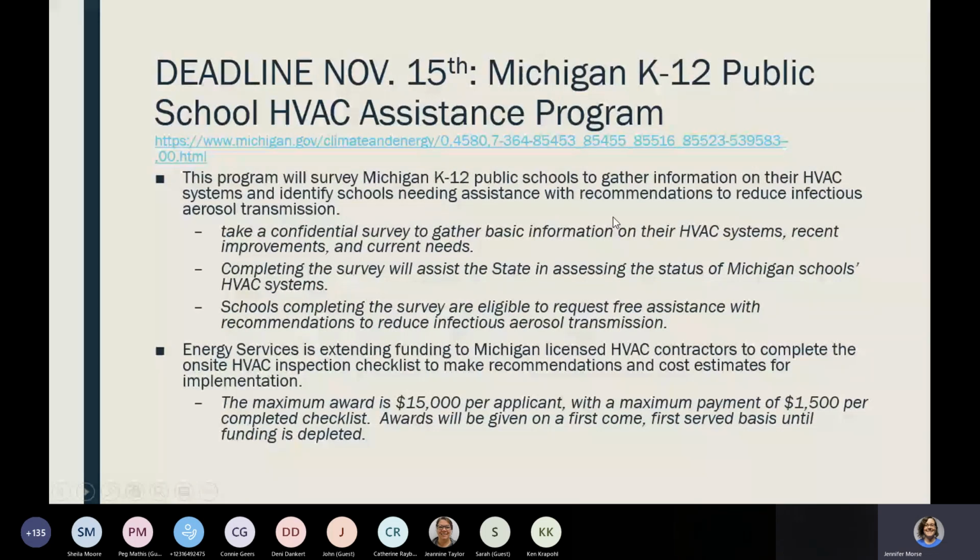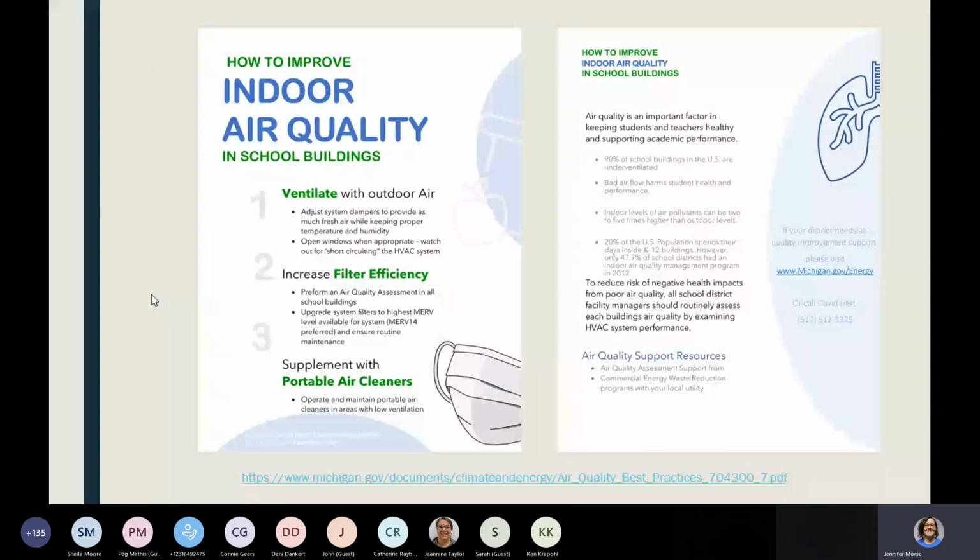There is a program where you can fill out a survey about your HVAC system, and then that will be reviewed. For those that have deficiencies or needs, you may be eligible to receive funding to help with those repairs. It looks like the deadline for the survey is the 15th of November. The link is here. We'll send this out to you, and the link is going to be on this PowerPoint when we send it out. But if you just Google Michigan K-12 Public School HVAC Assistant Program, it should pop up. This is a nice program. It's first come, first serve though. We'll also send this out as well. This link is on that program page, and it gives you some simple steps to improve school indoor air quality.